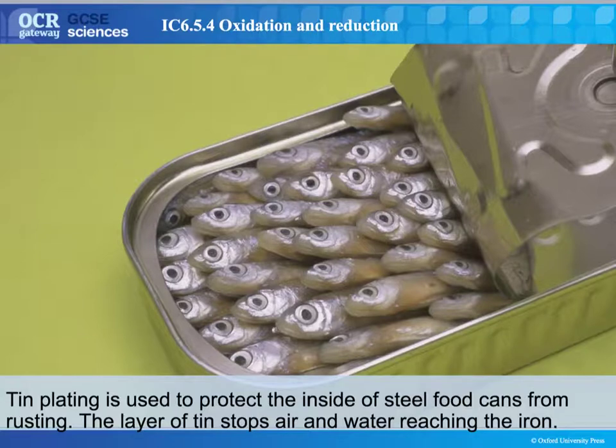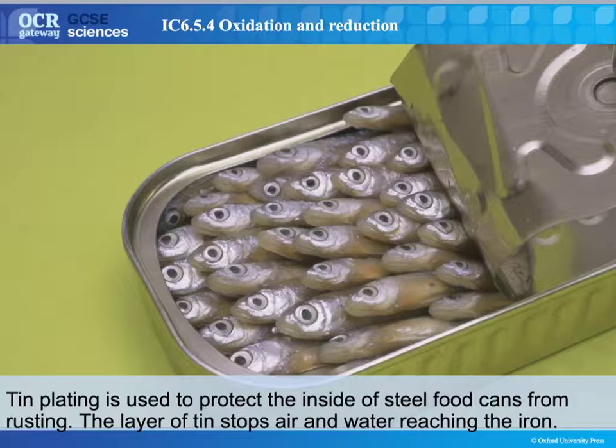Here we have another barrier method. This involves coating a steel iron can with tin metal. This is good because the tin is unreactive and doesn't react with the food inside the container. However, should the tin become damaged, the sacrificial protection works backwards. The tin is less reactive than the iron, so the iron sacrifices its electrons more easily.